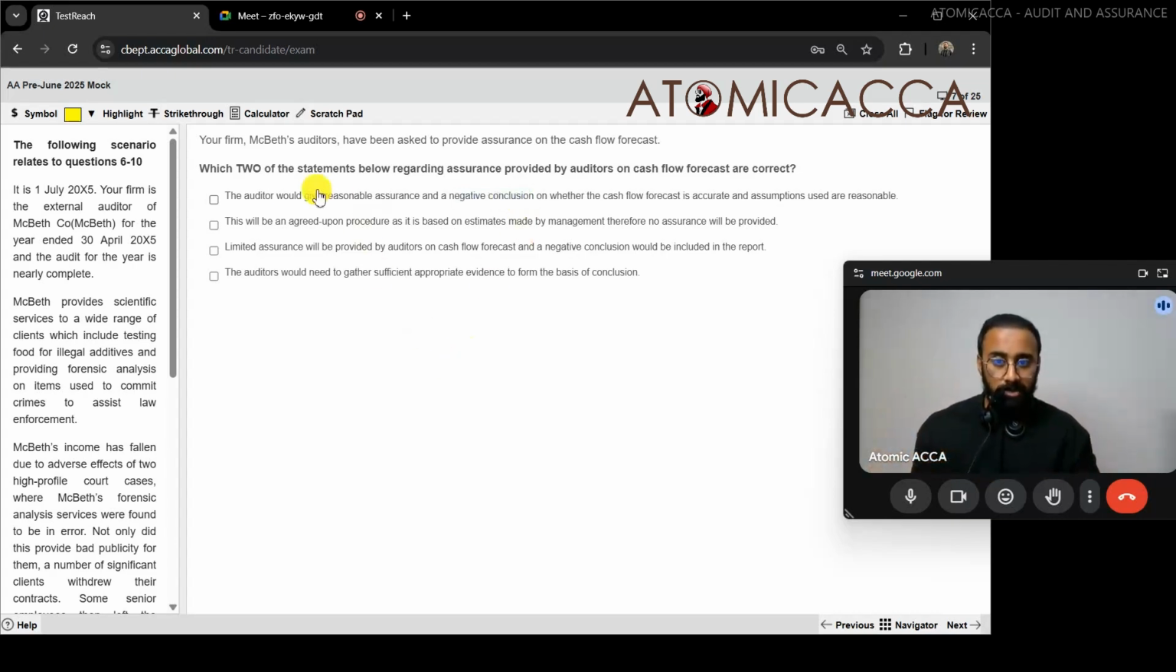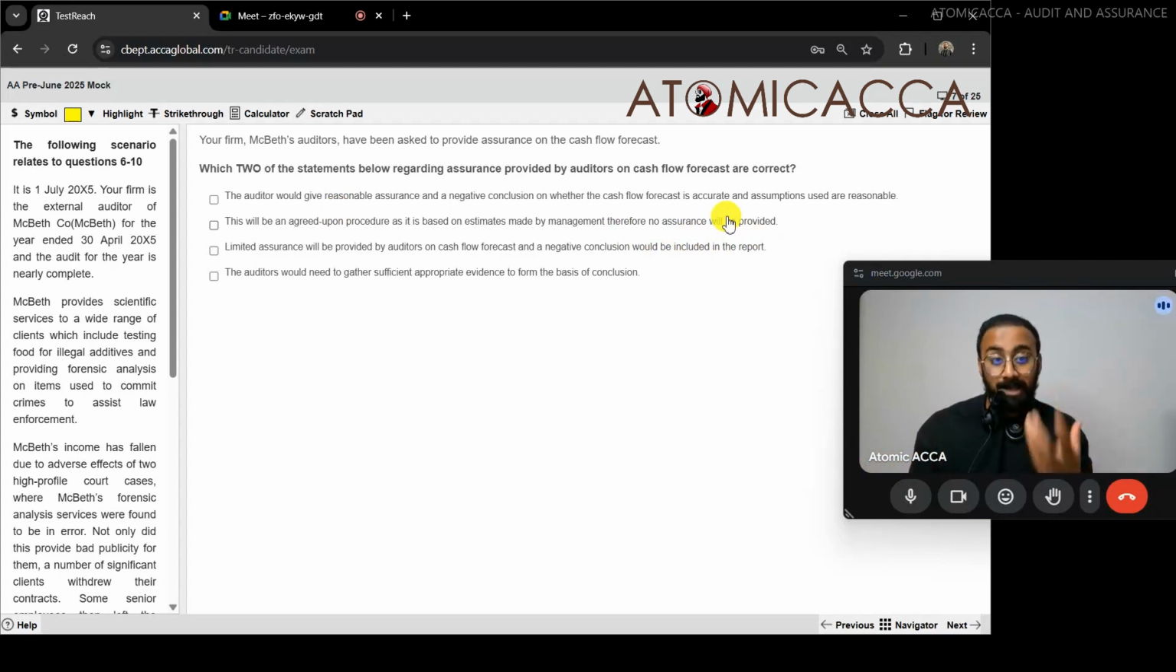So we already told it's not a reasonable assurance to provide assurance on the cash flow forecast. So option 1 is out. Then this will be an agreed upon procedure as it is based on estimates made by the management before. Therefore, no assurance will be provided. It is an agreed upon procedure, meaning it's like a procedure that you're agreeing separately, and it is not exactly a complete audit of the financial statement. But no assurance will be provided is wrong.